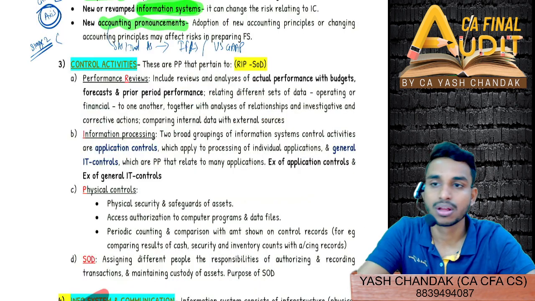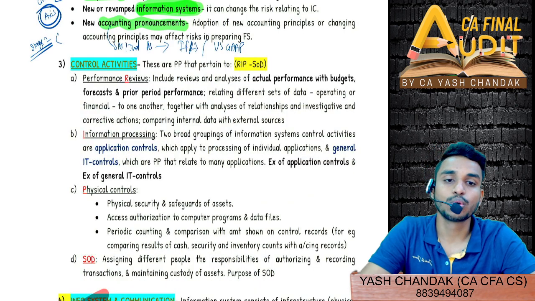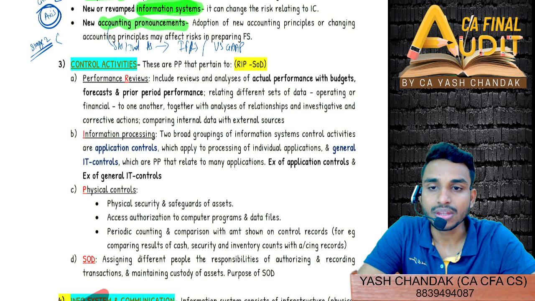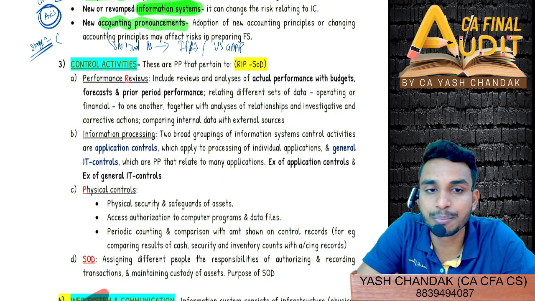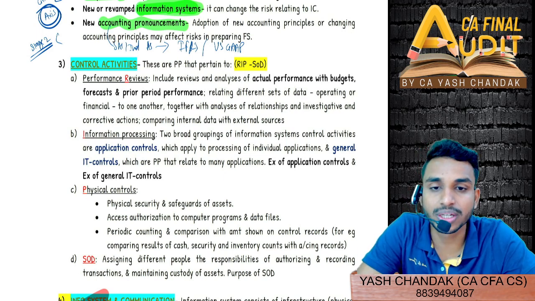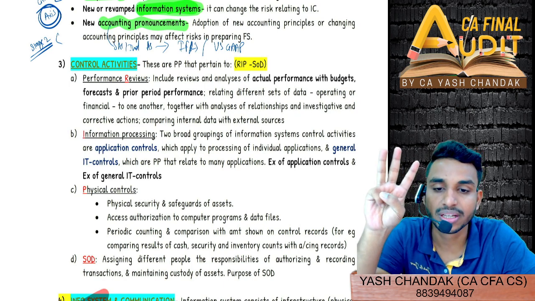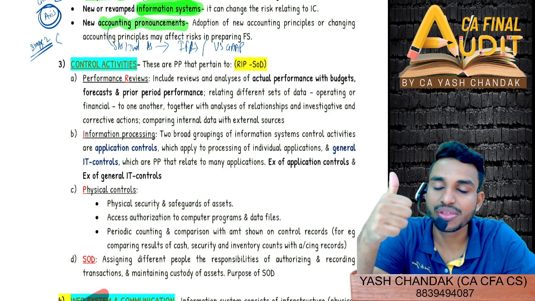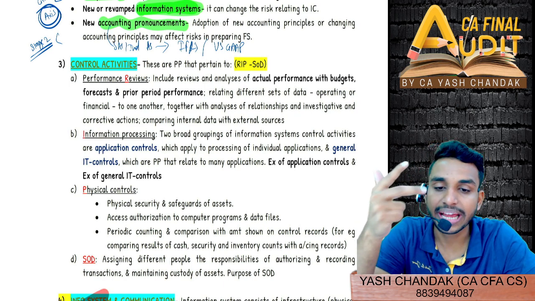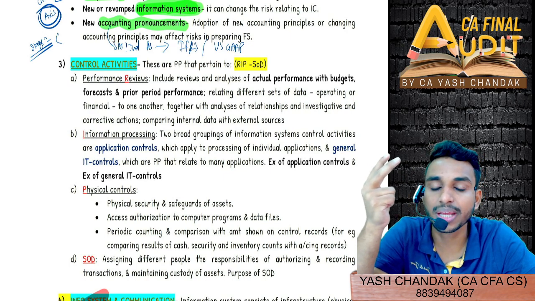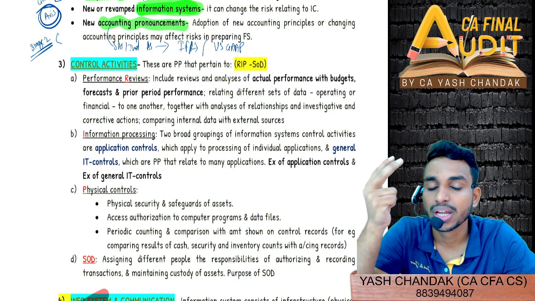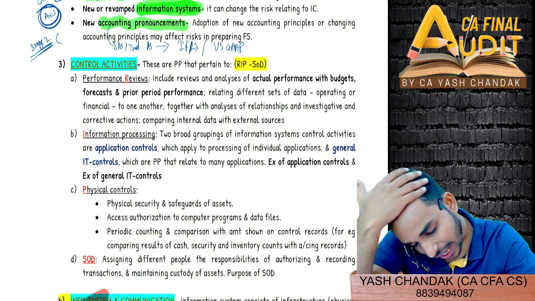Any doubt? Come to control activities now. Control activity is another component of internal control only. So till now we have gone through three components, right? One was control environment, second one was information system, and the third one we just did what? RAP, risk assessment process. Now control activities.